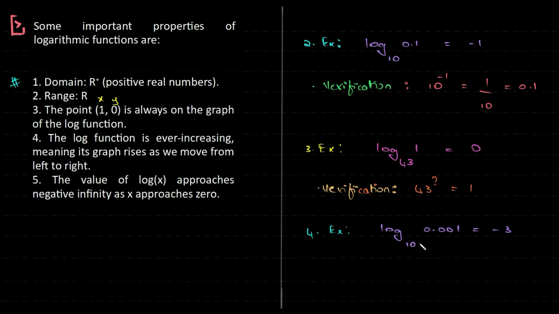As and when I try to go nearer and nearer to 0, say 0.0000001, the output is -7. So as and when I try to go nearer and nearer to 0, the value keeps on getting closer to negative infinity. Okay, so that's it.